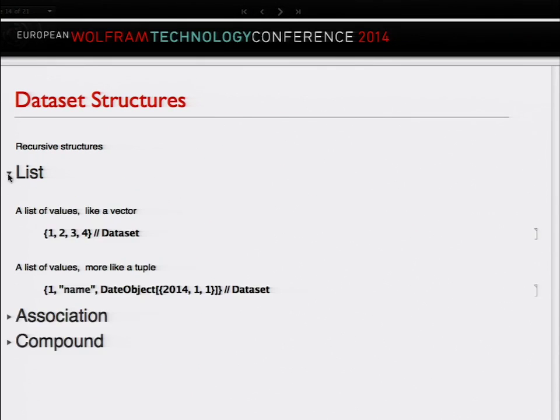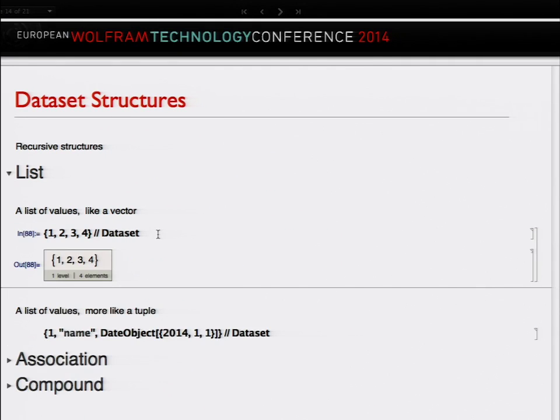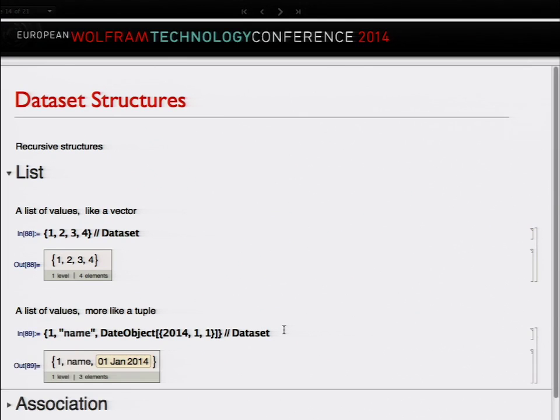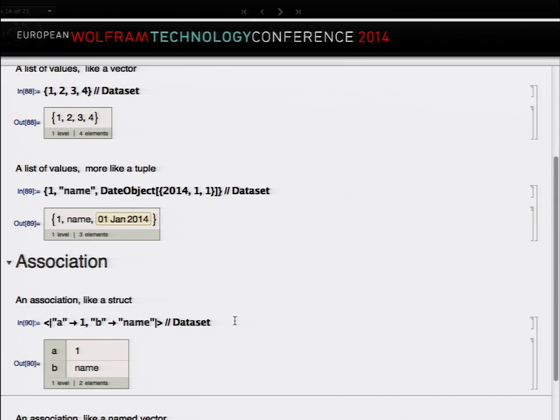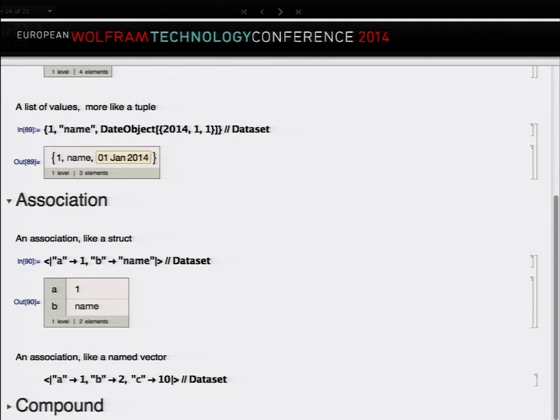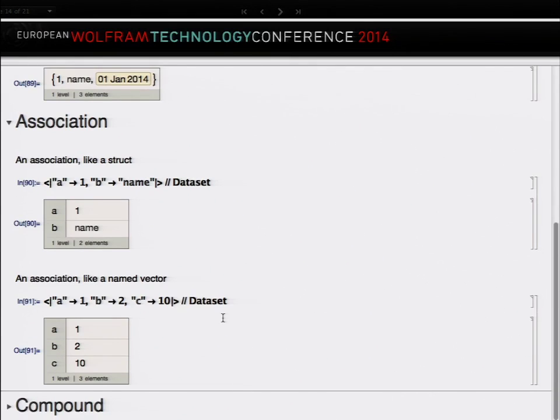And so for Dataset, there are different versions of dataset. It can be just a list of values. This is like a vector. Or it can be a list of values where each value is different. That's kind of like a tuple. And then with association, I can have a struct where each element is different, one's an integer, the other's a string, or I could have an association where each element is the same, like an integer. That's like a named vector.